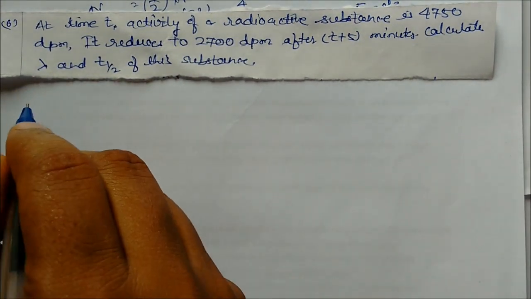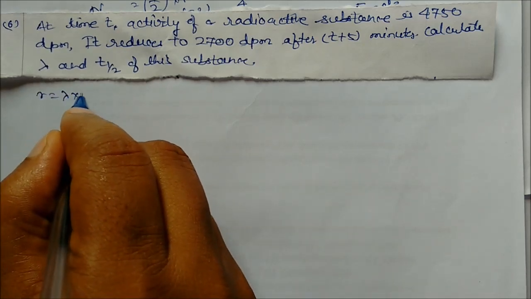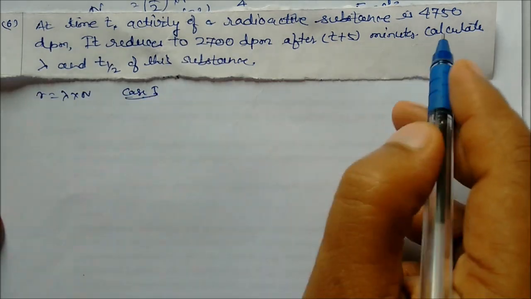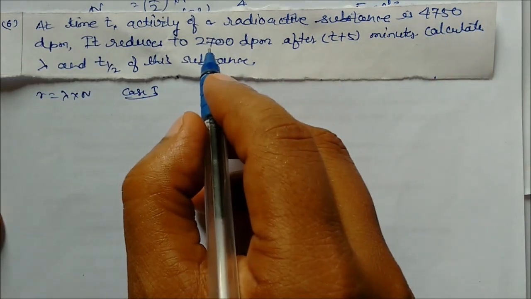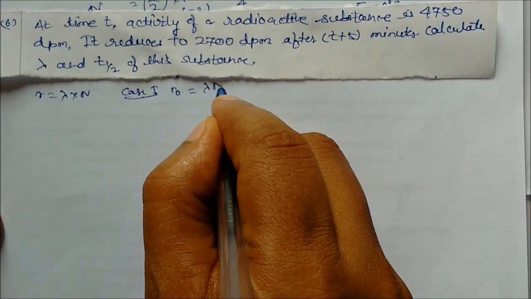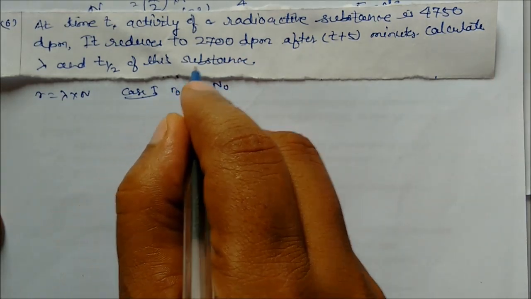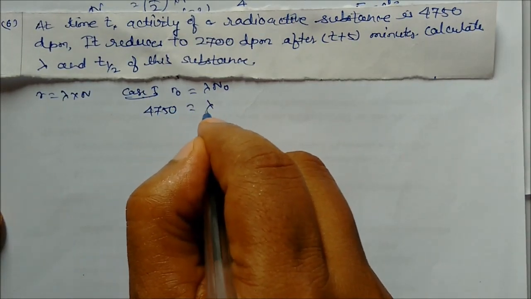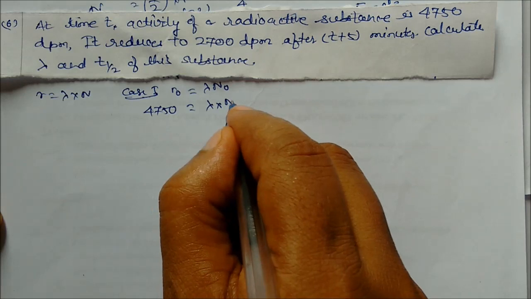So we can see rate is equal to lambda into N. So we can take two cases: one case for 4750 and one case for 2700 dpm. Case 1 is R naught equal to lambda into N naught. R naught we know is 4750, here lambda and N naught.